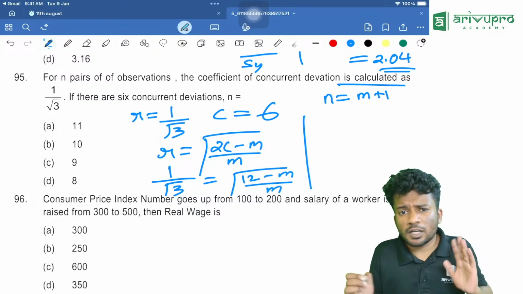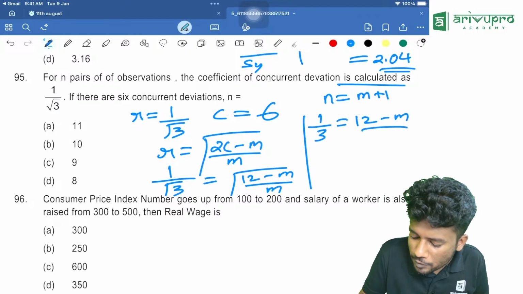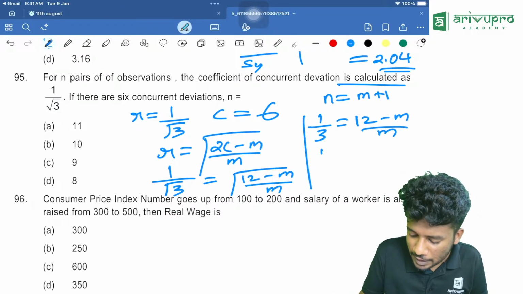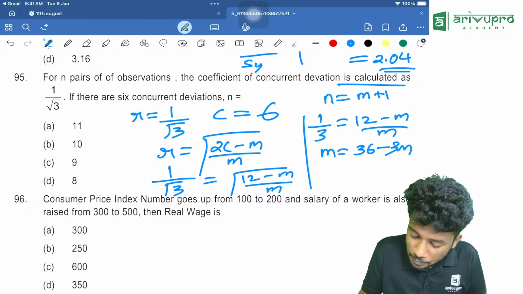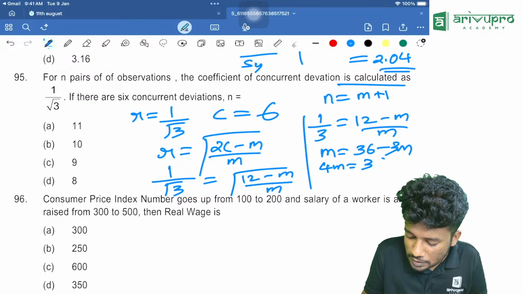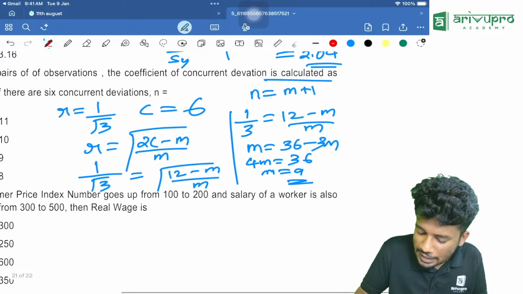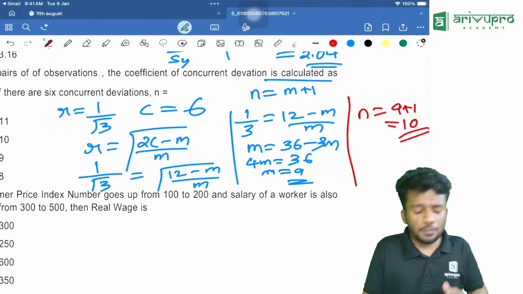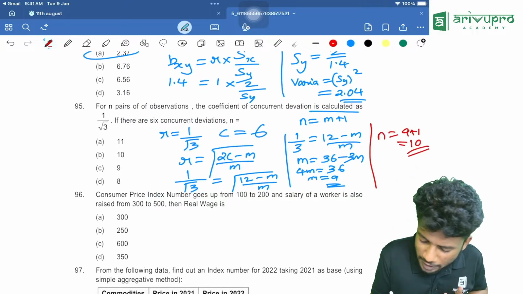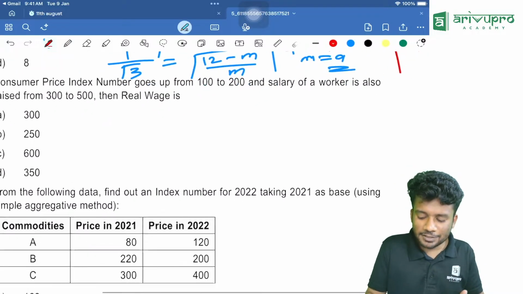Then squaring both sides, it will be 1 by 3 is equal to 12 minus m divided by m. Cross multiply. It will be m is equal to 36 minus 3m, then 4m is equal to 36. So m is equal to 9. So if m is equal to 9, then n is equal to 9 plus 1, which is equal to 10. Many methods, either option hitting you can use, but option hitting will not give you the direct answer. Only an indirect answer will be there.